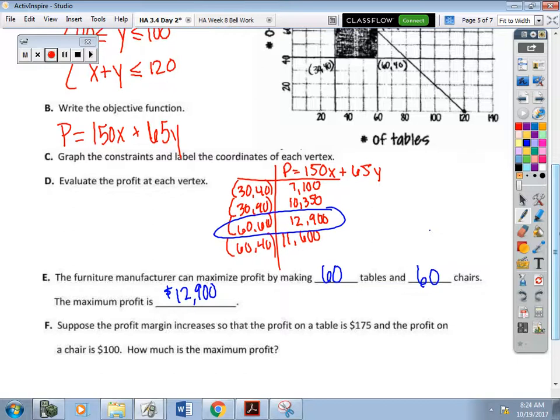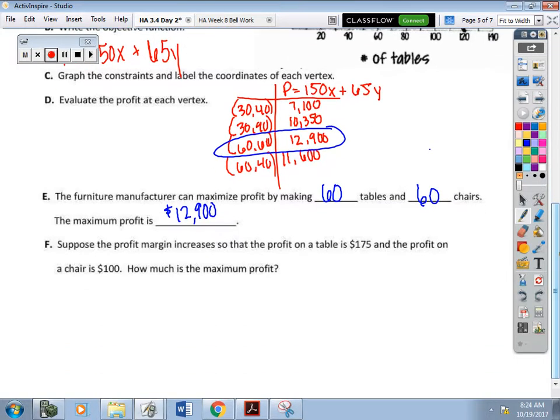Now the last part of the question says, suppose the profit margin increases so that the profit of a table is 175 and the profit on a chair is 100. What will the maximum profit be? So what would I do to find out what the new maximum profit would be? What does this new profit margin represent a change in, our constraints or our objective function?